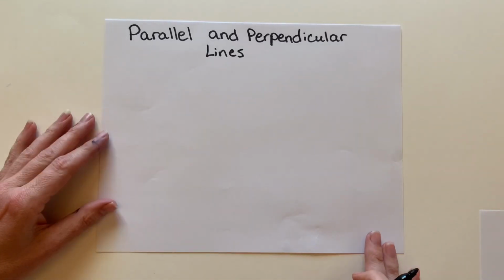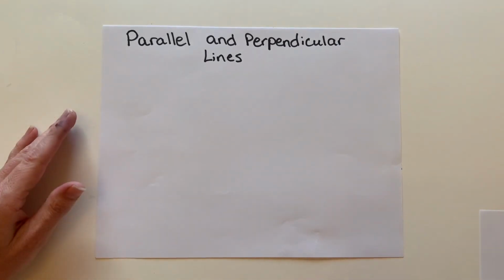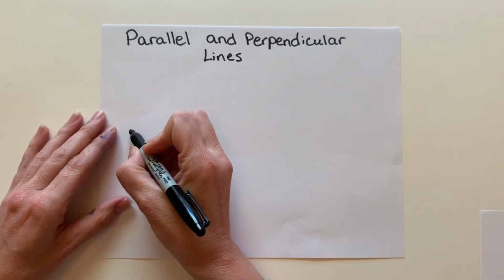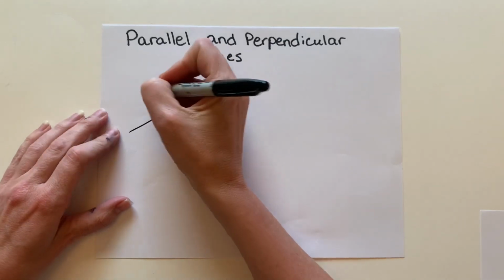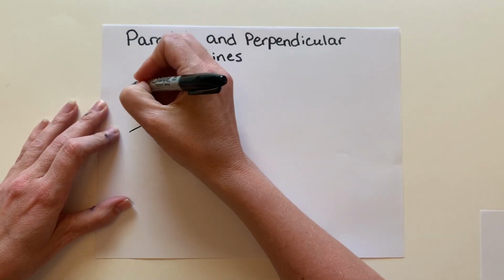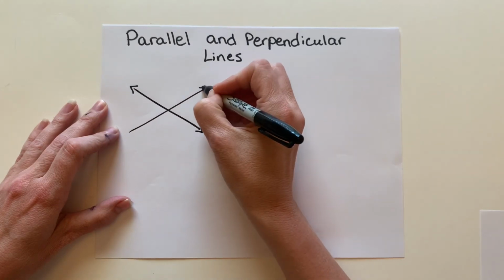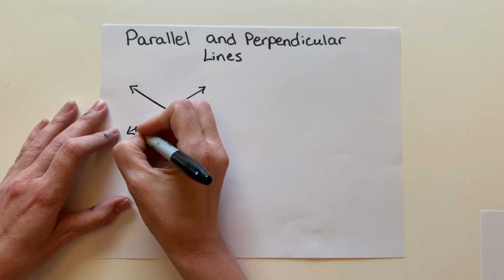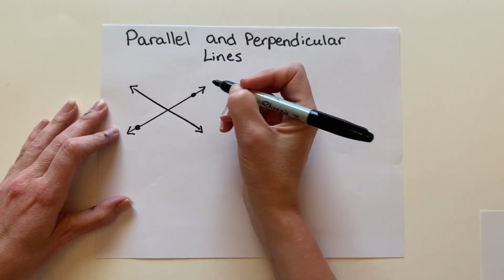Okay, so in this lesson, I want to talk about parallel and perpendicular lines. Before we can discuss what those are, we have to do a little bit of vocabulary learning here. What I'm going to do is draw what looks like an X, and what I'm actually drawing is two lines that are running through each other. And I'm going to go ahead and give these lines names.